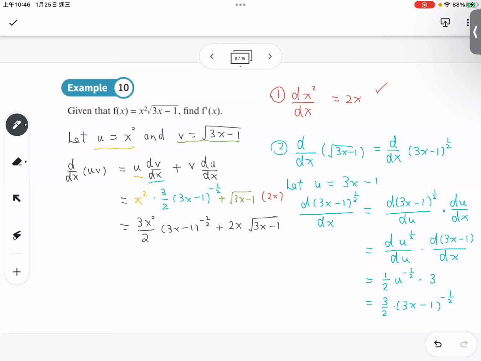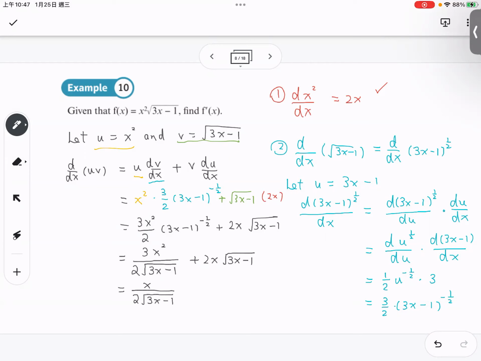Can we do further cancellation and simplify the answer? I can tell you this one can. First of all, we need to change back the index of negative half to square root. So this is 3x squared over 2 times root 3x minus 1, because this one is the square root, plus 2x times square root 3x minus 1. What is next is that we will do the factorization. We will take out x and also 2 with the square root 3x minus 1, the whole denominator in the first one.